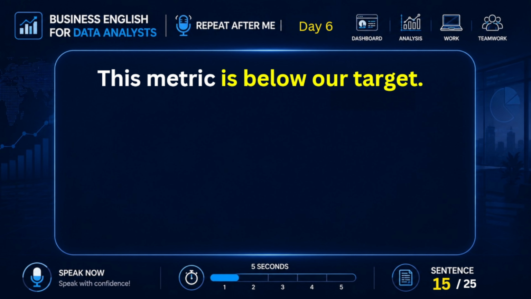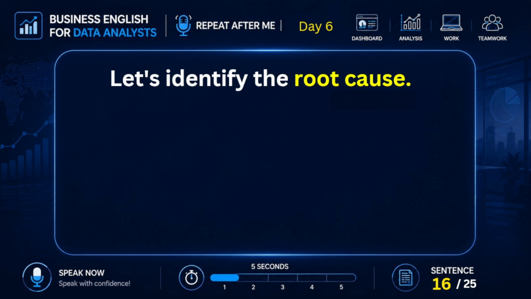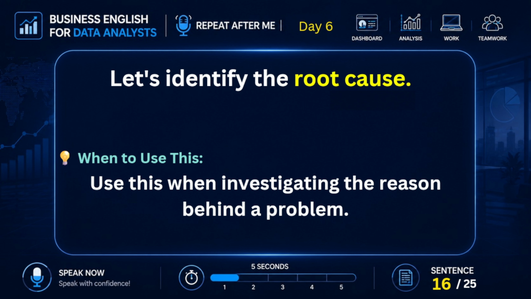This metric is below our target. Use this when explaining underperforming results. Let's identify the root cause. Use this when investigating the reason behind a problem.